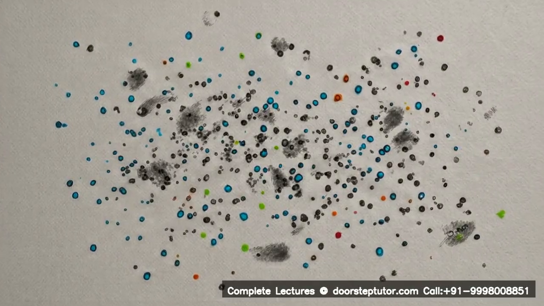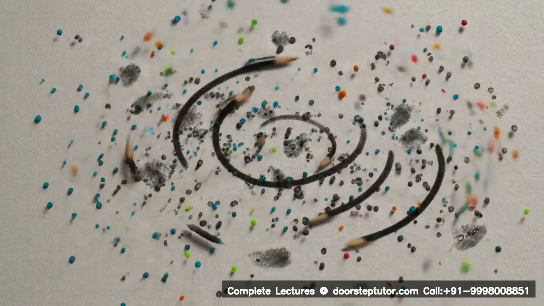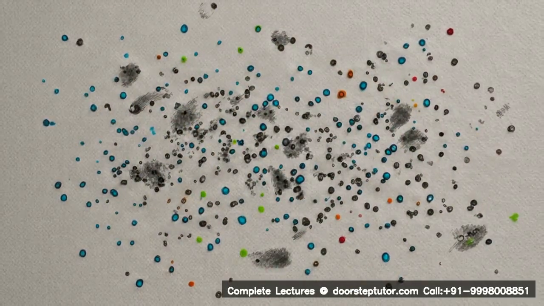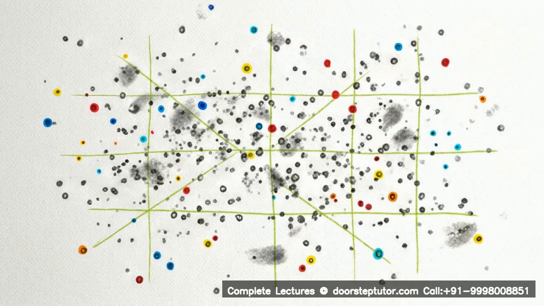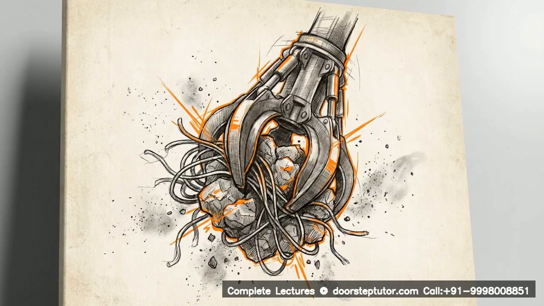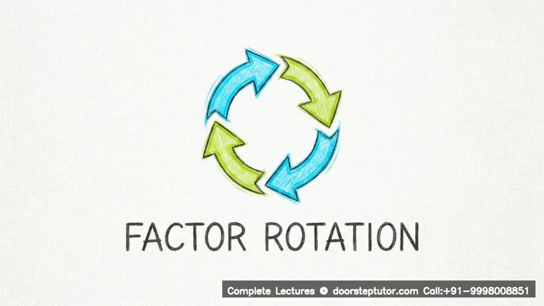Look at raw data fresh out of an extraction, and it rarely makes sense. You have dozens of variables pulling in different directions, and you need to find the underlying patterns hiding inside that chaos. That is where we run into a common trap. We assume that simply extracting the factors gives us the answer, but extraction just pulls the raw components out. Factor rotation is what we do next to actually make those components readable to a human.